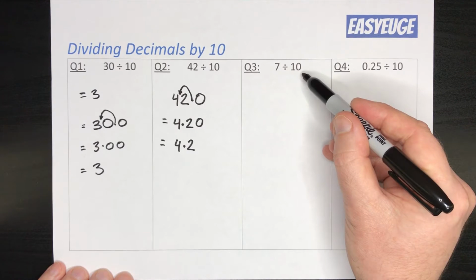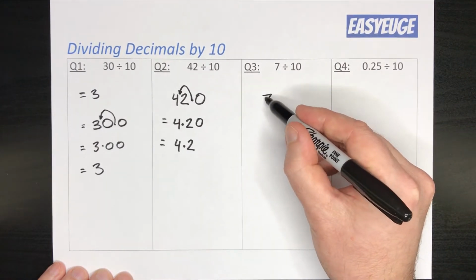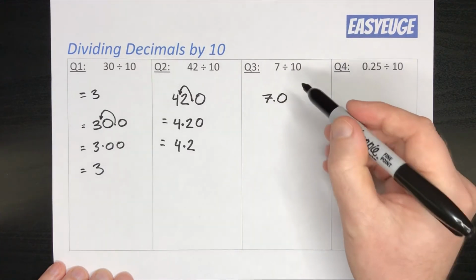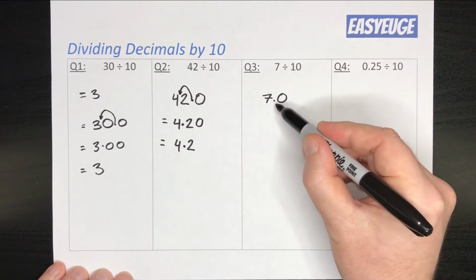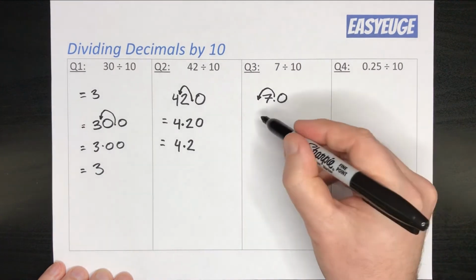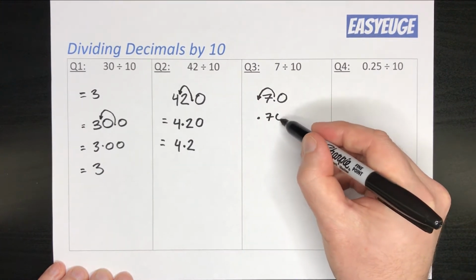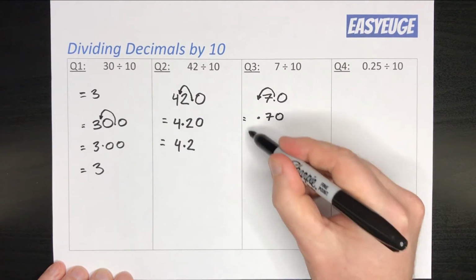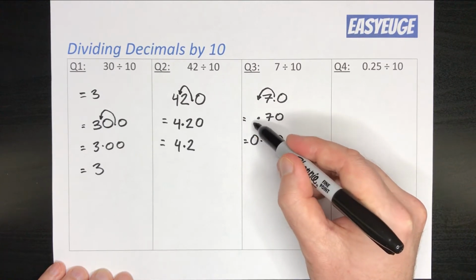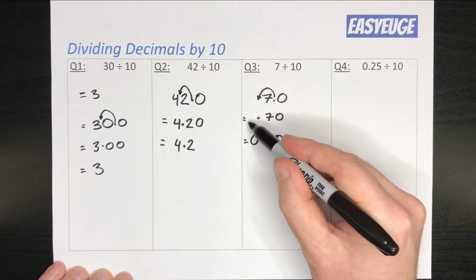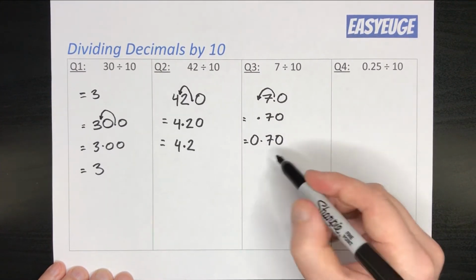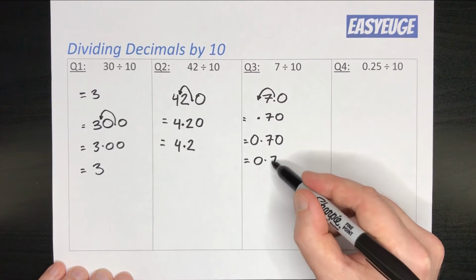So what would we do if we had a question like this? 7 divided by 10. Well, we start off by just taking 7 and we'll add on a decimal point. Now remember what we've learned. To divide by 10, find your decimal point, move it to the left by one space, and this becomes 0.70, because there's nothing there. We can put a 0 in there for that value. So the answer, 7 divided by 10, is 0.70, and you can also write that as 0.7.